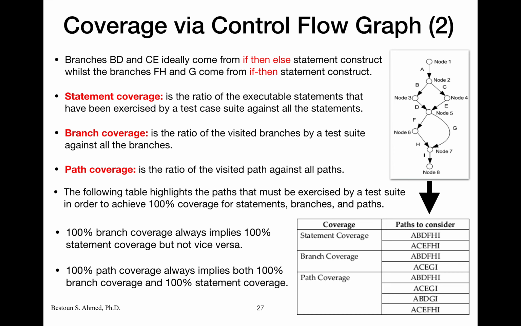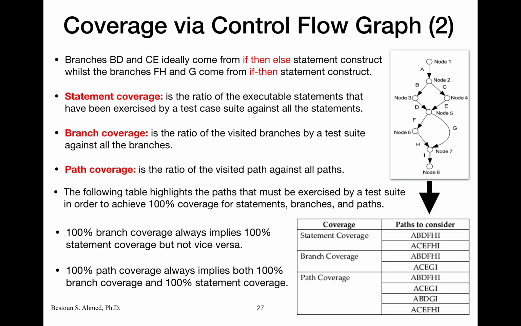Path coverage means you are visiting all the possible paths that you have in your graph. So during the path coverage, you have to visit A, B, D, F, H, I, or A, C, E, G, I, or A, B, D, G, I, or A, C, E, F, H, I. That is basically the path coverage, and with 4 test cases you can have 100% path coverage.